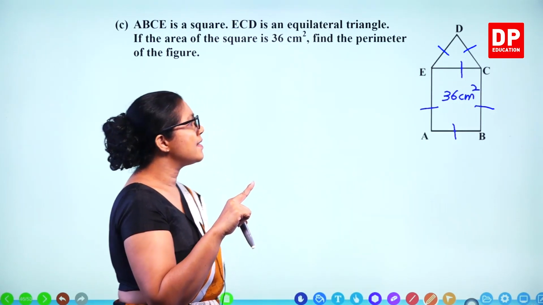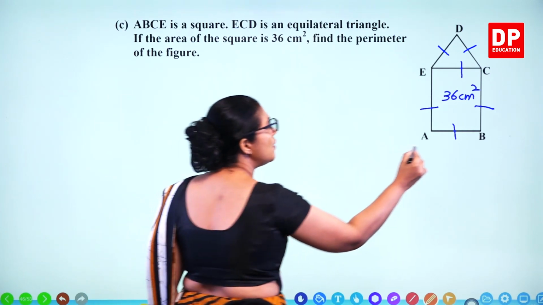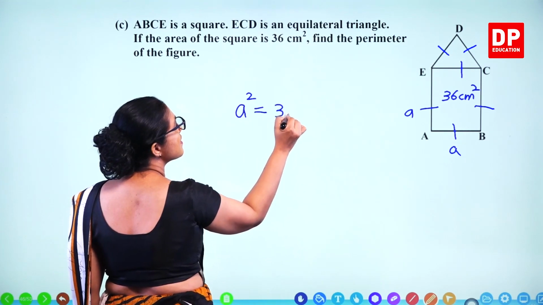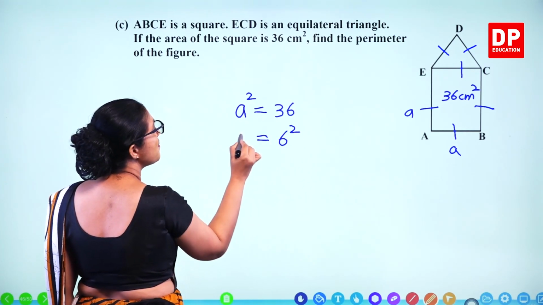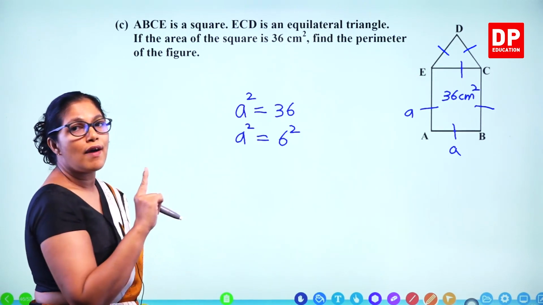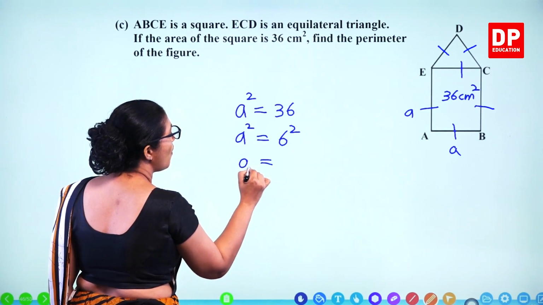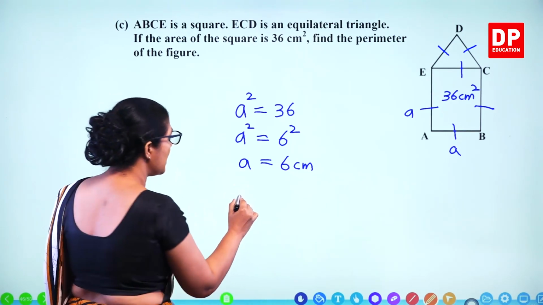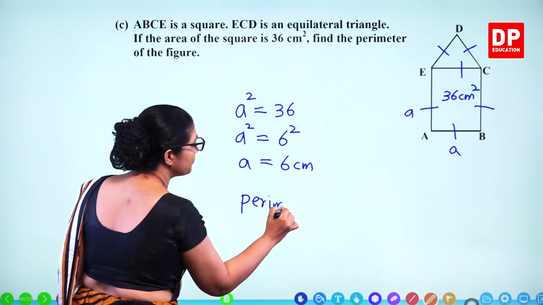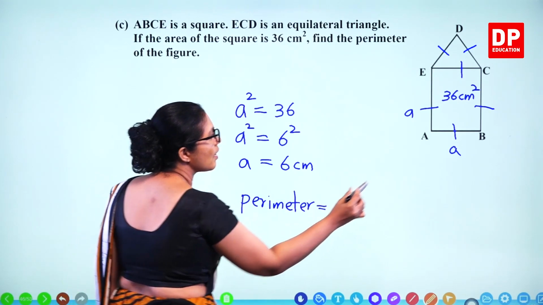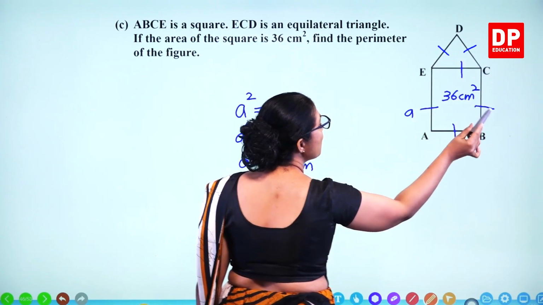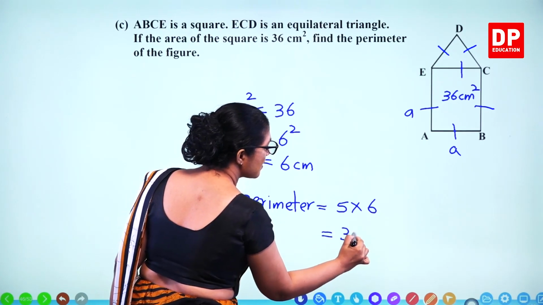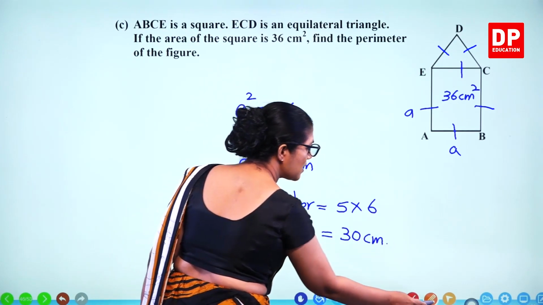So area is 36, means length into length. We'll put A here. So A squared is 36. So what is 36? 6 times 6. From this you can find out what is A. One side is 6 centimeters. Now easily you can find out the perimeter. What's the perimeter? 1, 2, 3, 4, 5. 5 A's are there. 5 times 6. That's 30 centimeters.